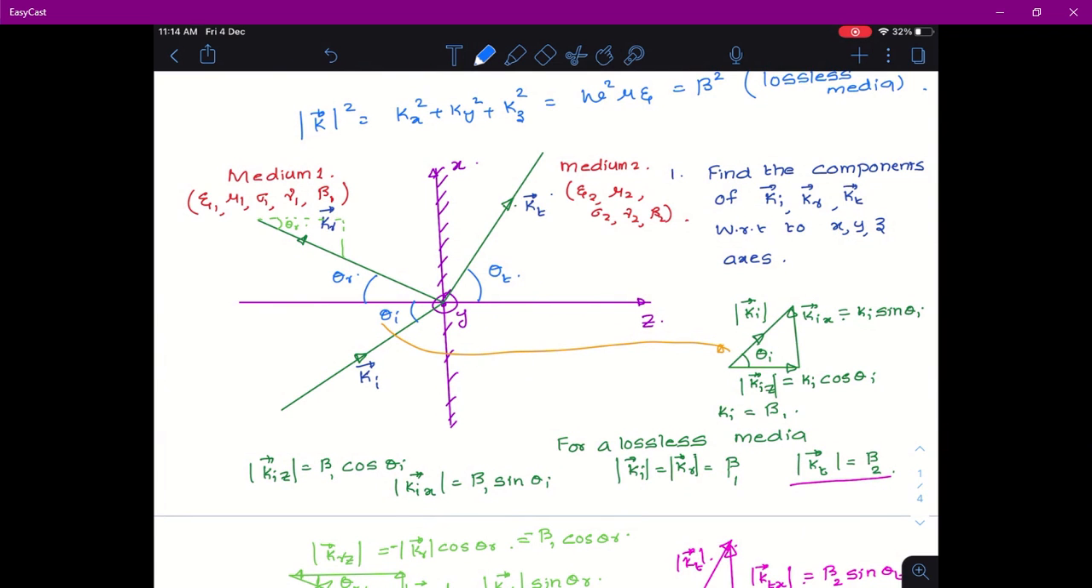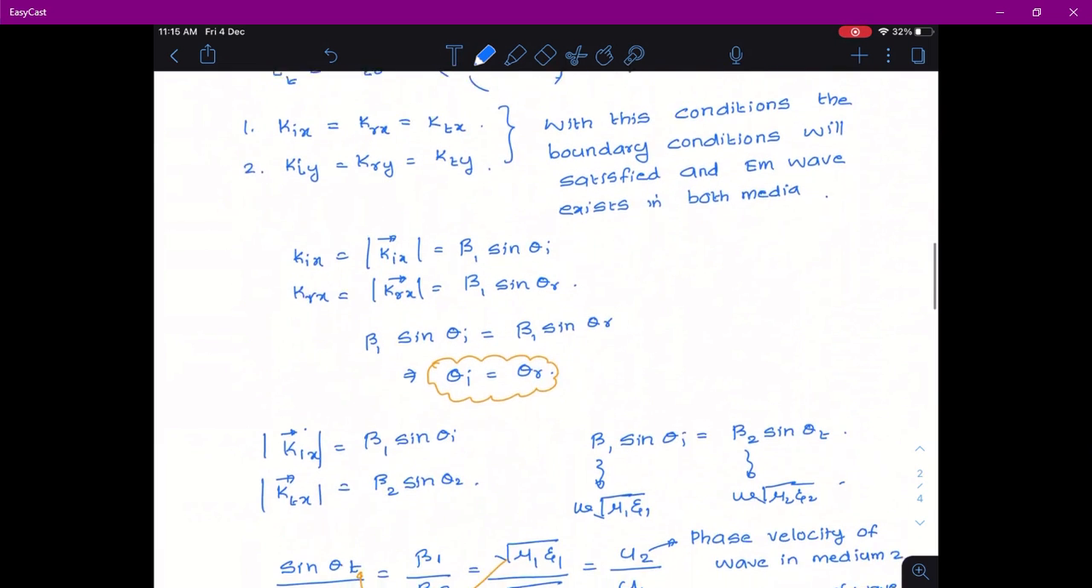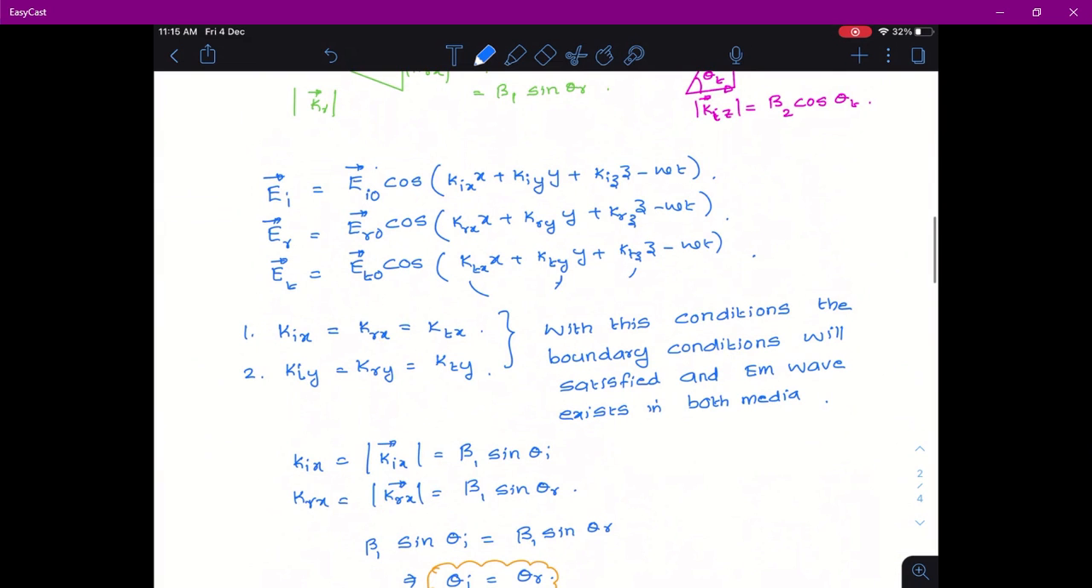And the wave traveling in an arbitrary direction can be resolved into components along each of the axes, and we know the values of the components along each axis. Okay, and then we are looking at the relation, or the condition under which, if you define an electric field, it will exist, or the condition in which the EM wave exists in both the media.